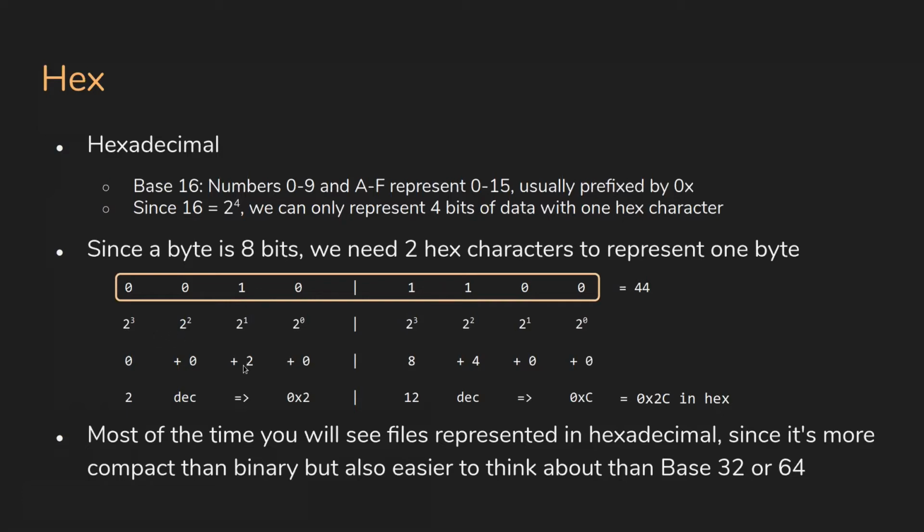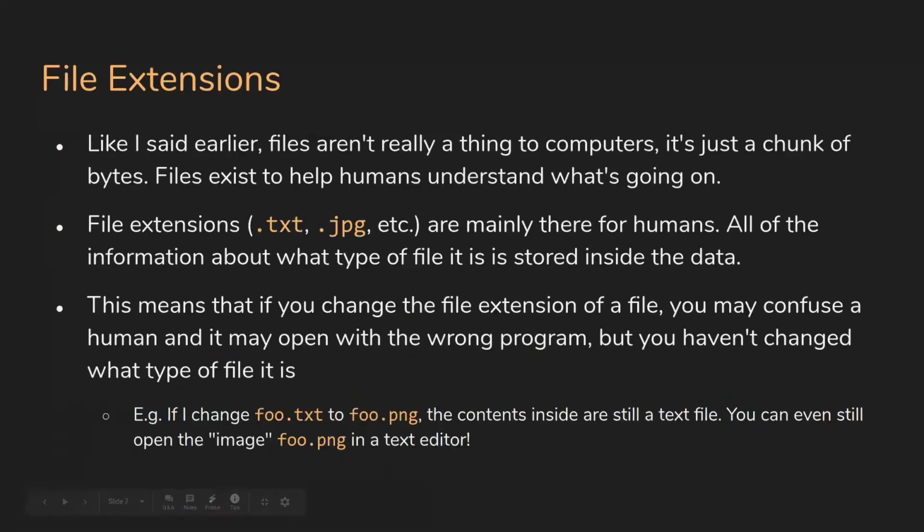We calculate this based on where the 1s are, and then we get 2 in decimal, which is also 2 in hex. And so you just concatenate these together to get 2c in hex. Most of the time you'll see files represented in hexadecimal, since it's way more compact than binary, and it's also easier to think about than base 32 or base 64.